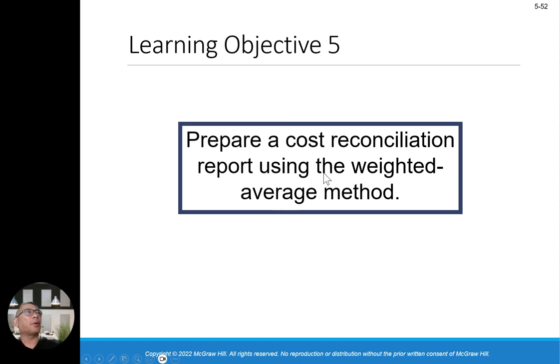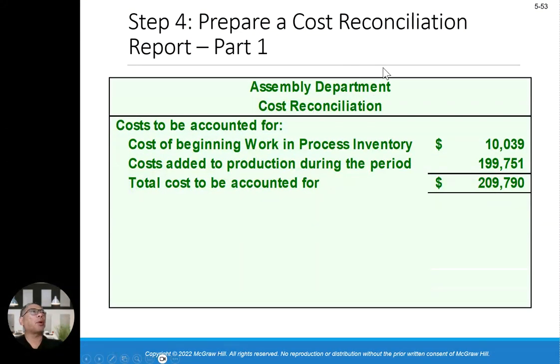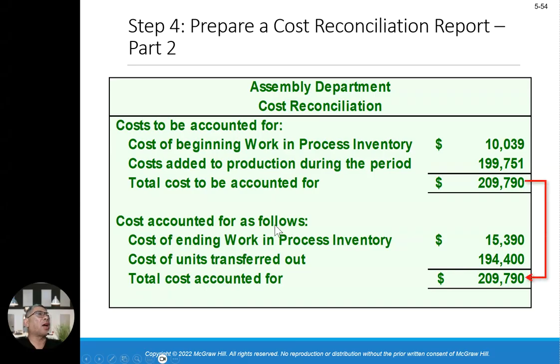Objective number 5: prepare a cost reconciliation report using the weighted average method. When you do that, prepare part 1, the reconciliation. Okay, costs to be accounted for: cost at the beginning of work in process inventory is this one, 10,000. Cost added to production 199. Costs to be accounted for is 209. Okay, and then costs accounted for are as follows: 15,390, and then you have cost of units transferred out 194,400. So they are the same when you reconcile.